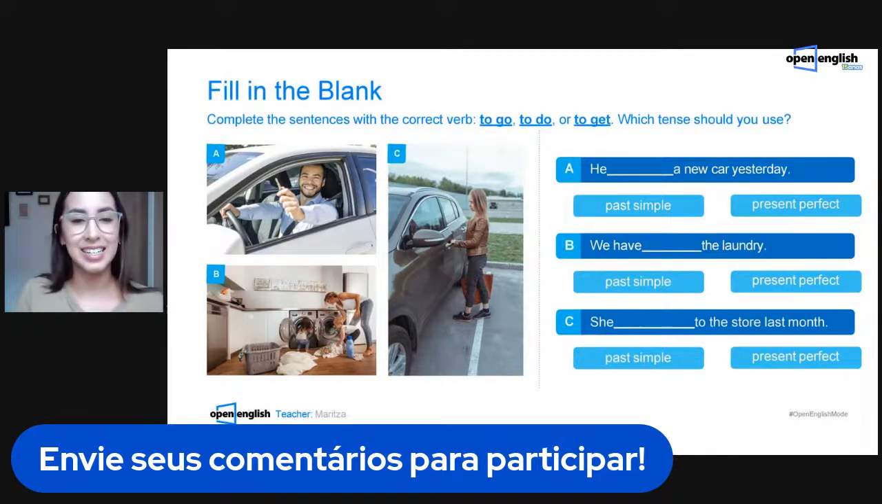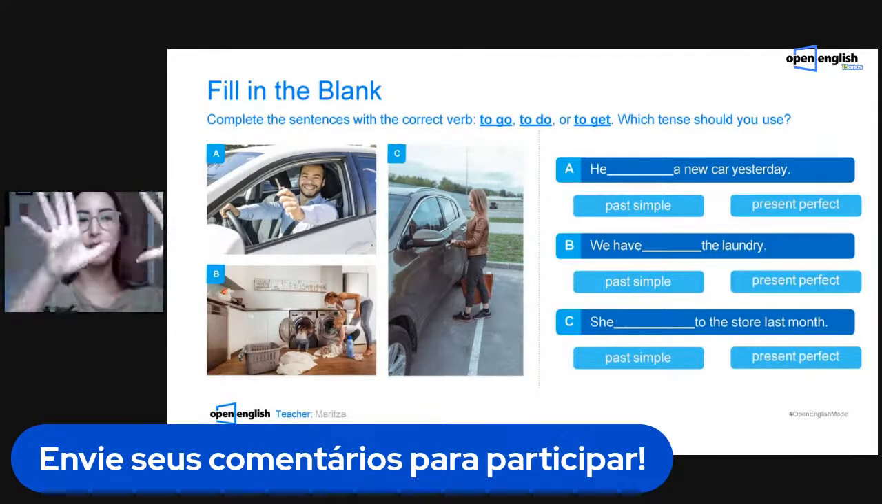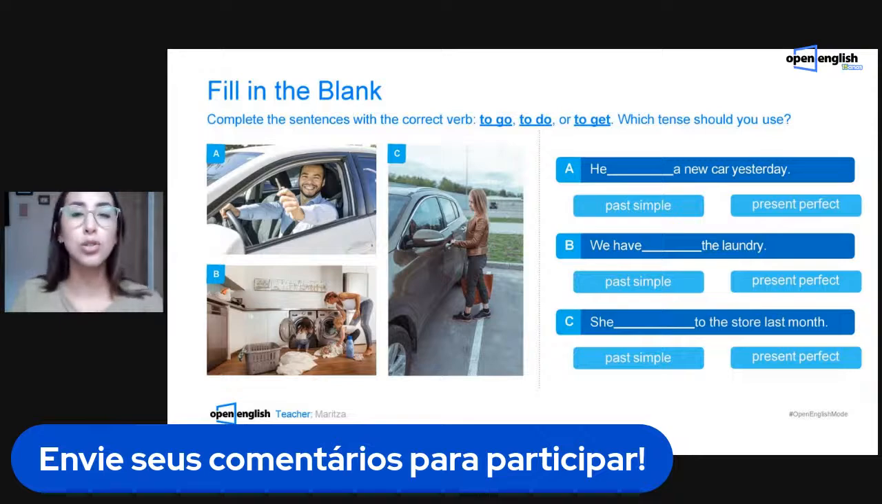And our third sentence. She blank to the store last month. So we're going to use the past simple or present perfect. We only have one verb left, to go. So how are we going to make that into a past tense form? She has gone to the store last month, or she went to the store last month. Let me know here in the comments if you have any ideas.